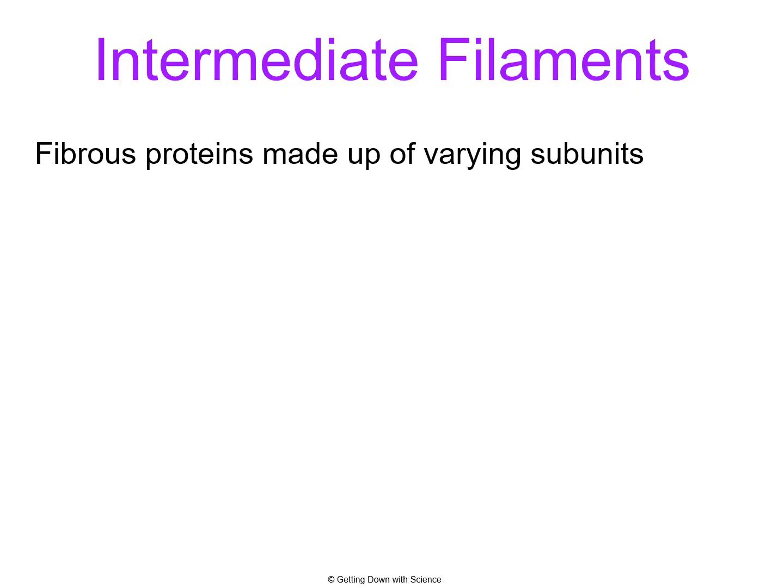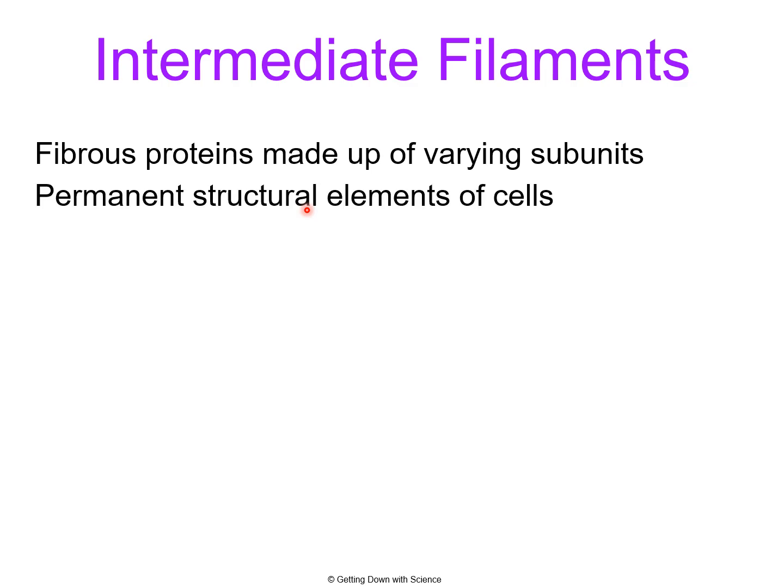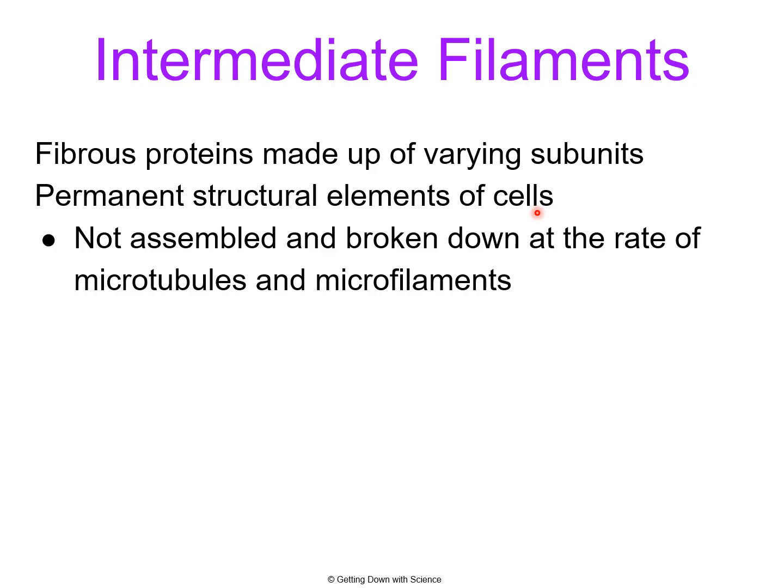Intermediate filaments are the last one we're going to be discussing. These are fibrous proteins, and they're made up of varying subunits. So there are various components to this. These are permanent structural elements of the cells, so they die with the cells. They're not assembled or broken down at the rate at which the microtubules and the microfilaments are broken down. Thus they're considered to be permanent.